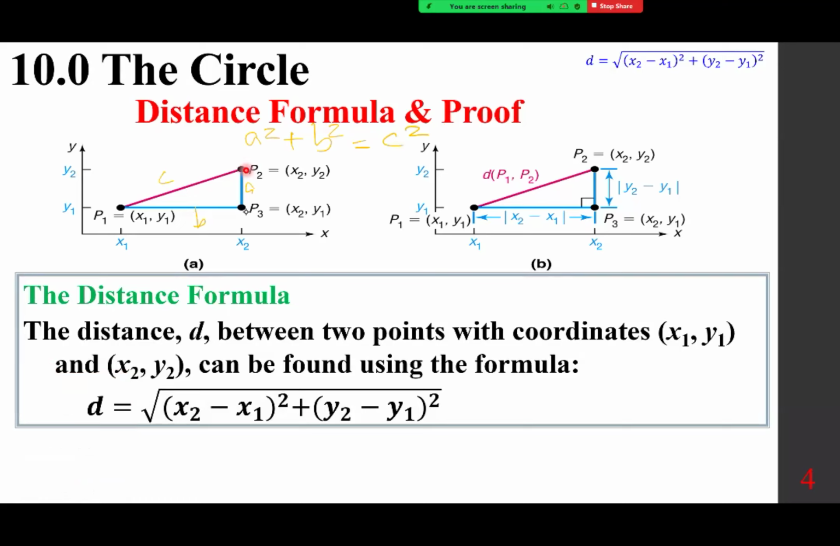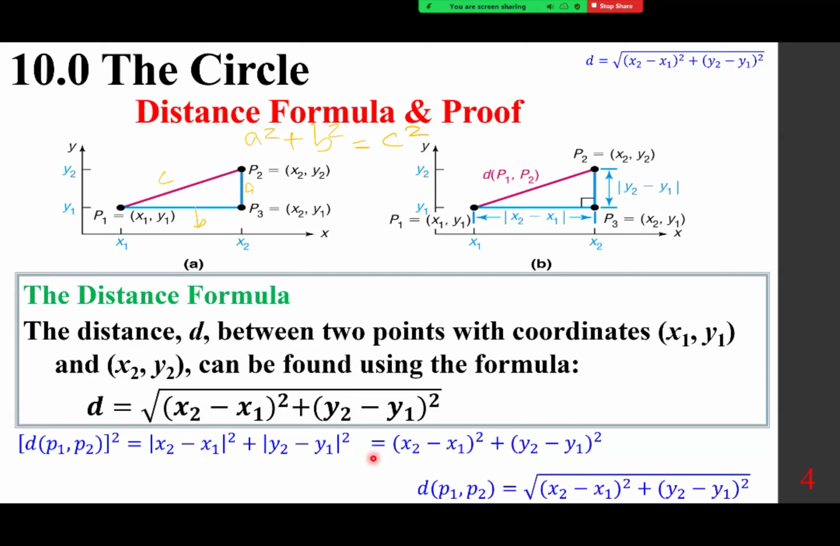So this distance is basically y sub 2 minus y sub 1. This distance is x sub 2 minus x sub 1, and you square it, and you get the hypotenuse. So the distance between P1 and P2 is x sub 2 minus x sub 1, the absolute value, which represents the distance between x sub 2 and x sub 1, quantity squared, plus the distance between y sub 2 and y sub 1, quantity squared, and that is the formula that you see here for distance, everybody.